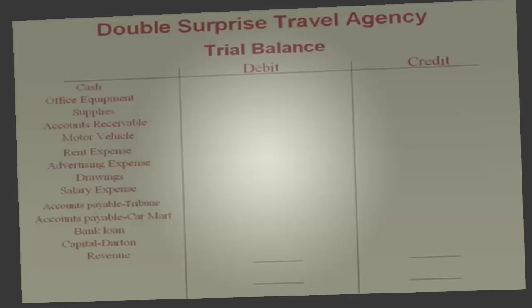What was the final balance? Was it left or right? Do you remember? It was 52,500 on the left. So for cash, you put 52,500 left. Do the same for office equipment, supplies, and go down. Stop this recording now and try this. Once you're done, restart. If you have done it correctly, the left and the right should balance. So stop now and restart when you've done the trial balance.